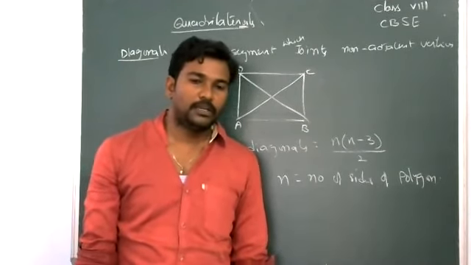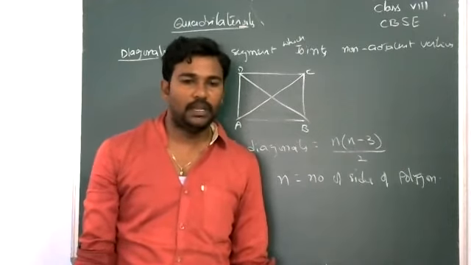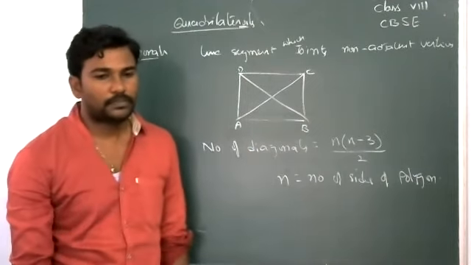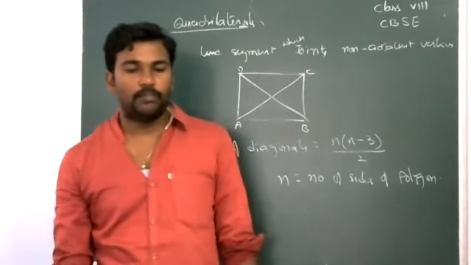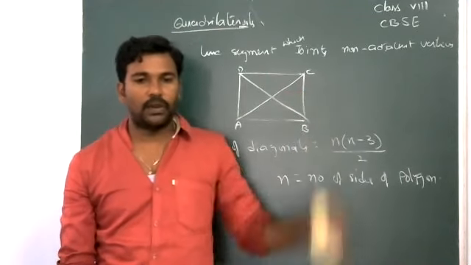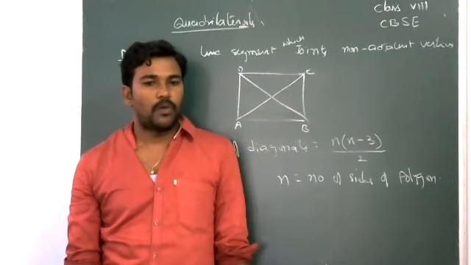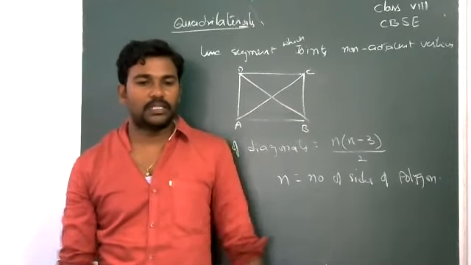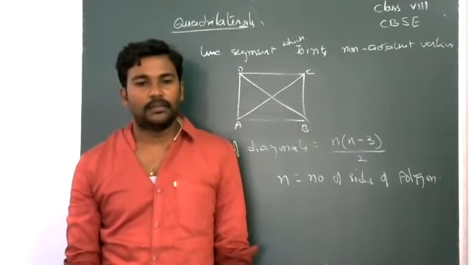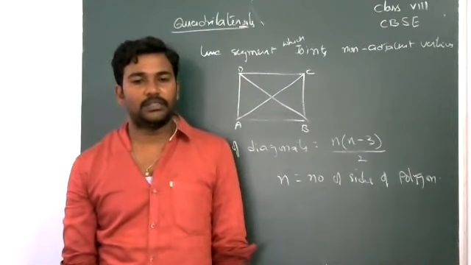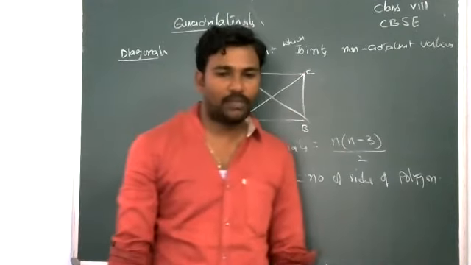Based on the number of sides, the polygon names can be divided. If a polygon has 3 sides, it is called a triangle. A polygon having 4 sides is called a quadrilateral. If the number of sides of a polygon is 5, it is called a pentagon, like this. There are many names up to 10. If a polygon has 10 sides, it is called a decagon, like this.